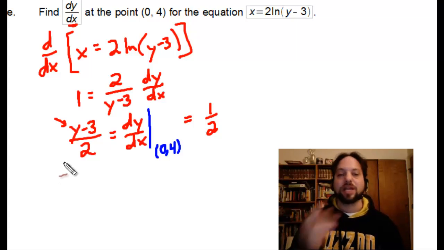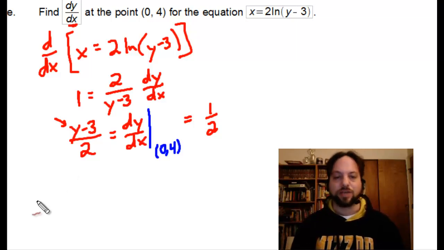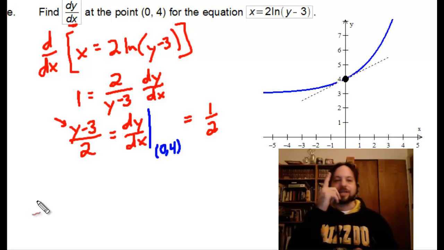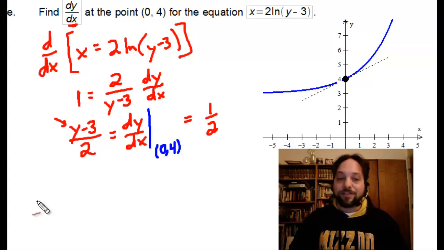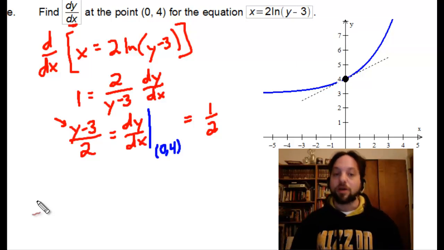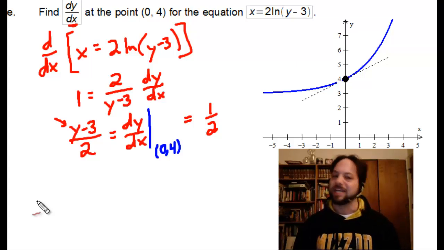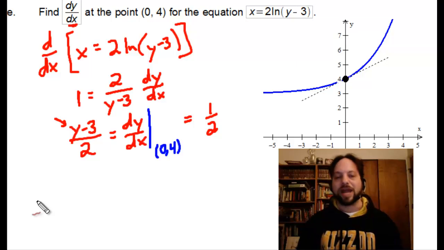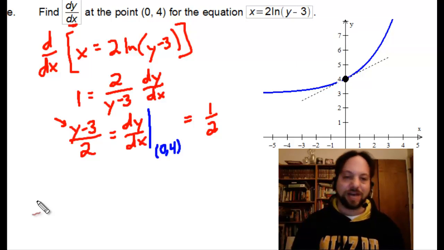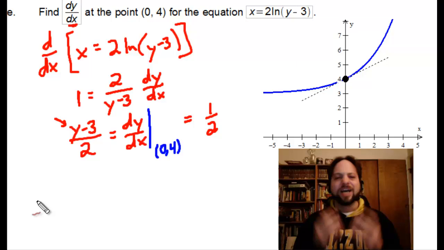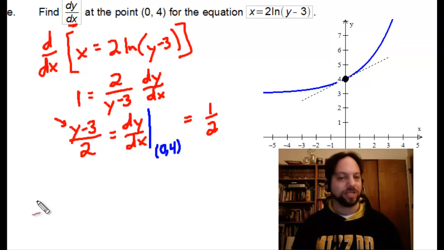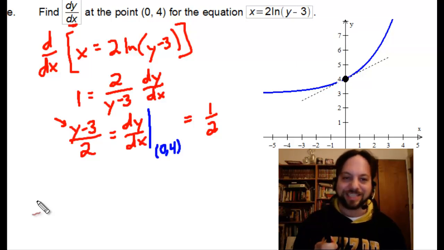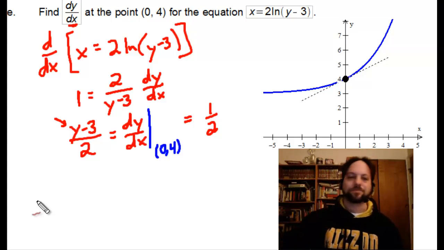Now, can that be right? Let me go ahead and show you the graph of this equation, x equals 2 natural log of y minus 3. There it is. And in fact, I've highlighted the point (0, 4) for you. What does it look like the derivative of this equation is? Now, of course, you might not guess 1/2, but given that we've already done the calculus and found that it is in fact 1/2, does it seem logical now that you see the graph? Hopefully you say absolutely yes, it does. And that is fun and exciting.